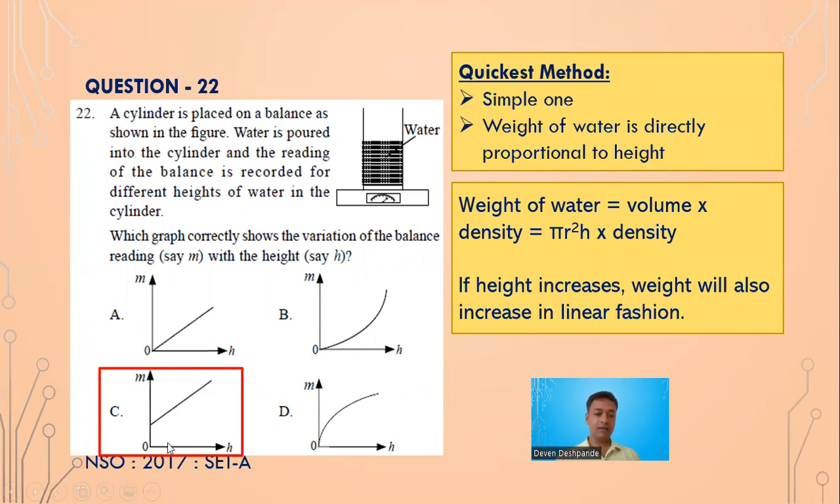So at h equal to 0, the mass is only the mass of the beaker, because at 0 height there is no water. The mass of the beaker may be here, but as you start pouring water, the mass will increase linearly, because weight is directly proportional to height in a linear fashion.